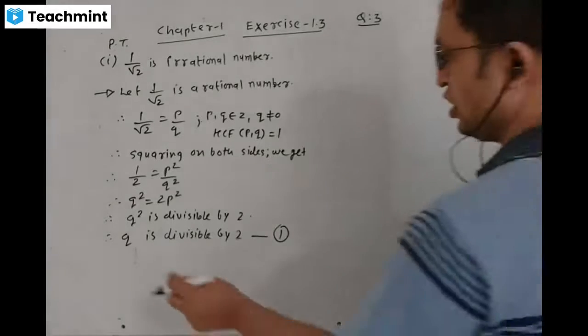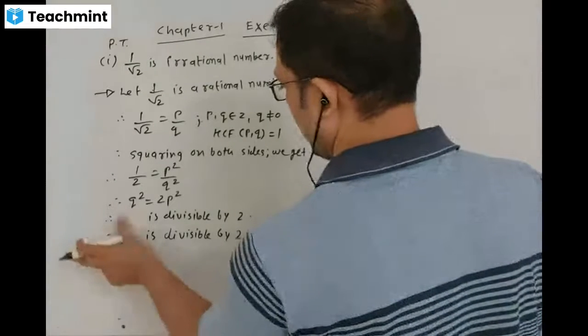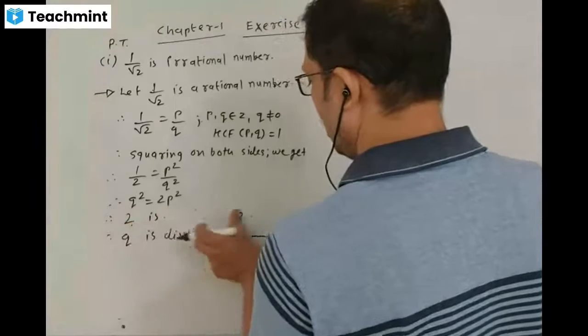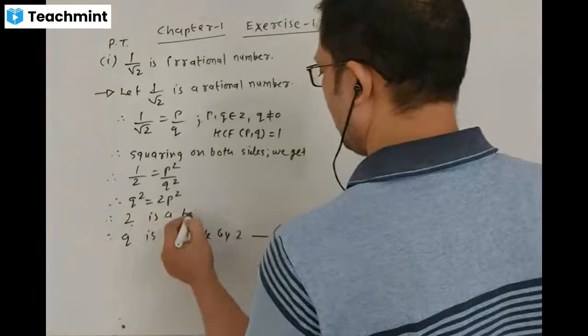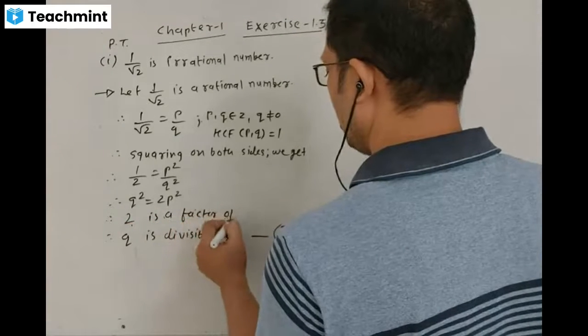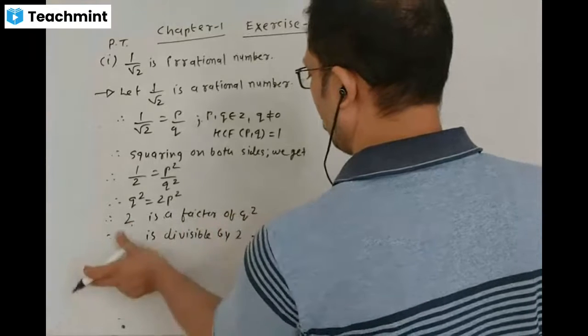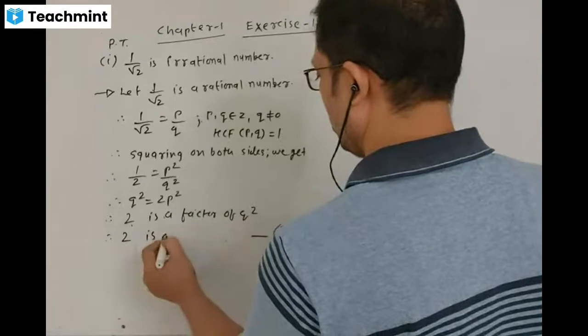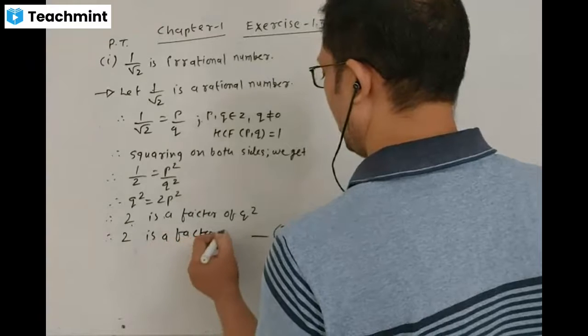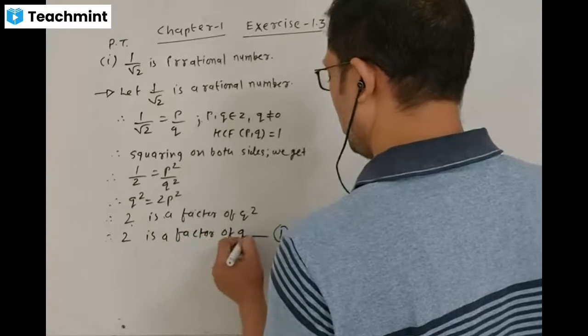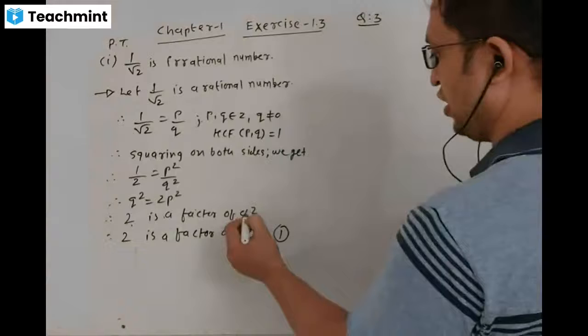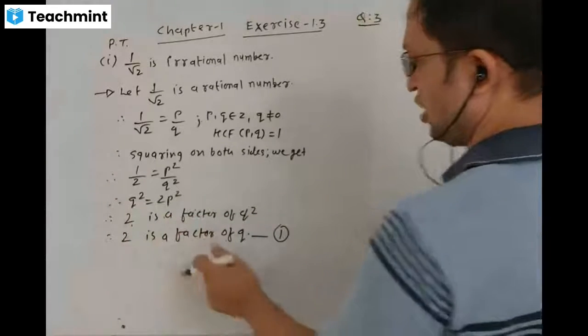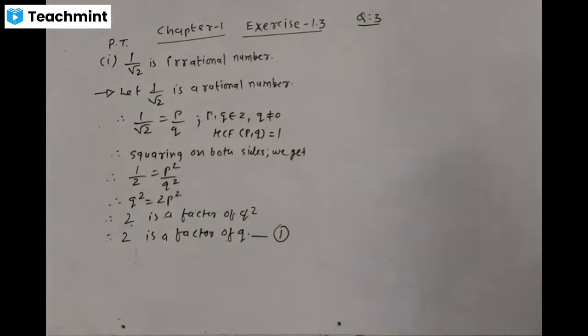Otherwise ऐसा भी लिख सकते हैं 2 is a factor of q square. If 2 is a factor of q square, therefore 2 is a factor of q. 2 q square का factor है. 2 is a factor of q square. Therefore 2 is also a factor of q. Okay.